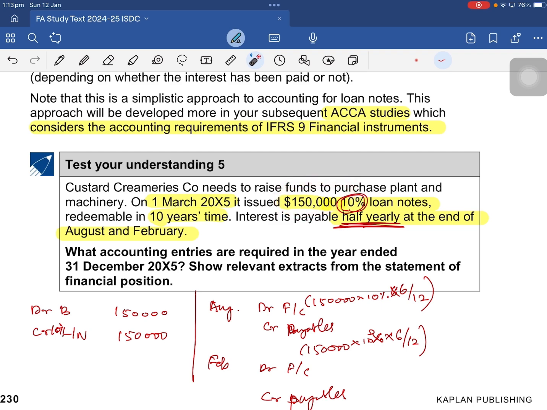And it is redeemable in 10 years time. Clear? That means you have to pay it back only after 10 years, so that is a non-current liability. But the problem is, they don't come for free. You have to pay interest. And instead of paying it yearly, they are asking you to pay half yearly, that is, in August you have to pay an interest, and for the next year you have to pay an interest. Clear?